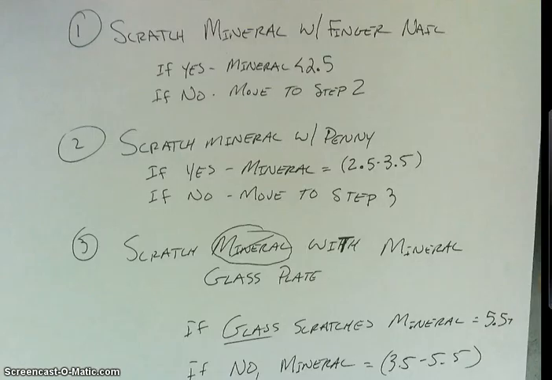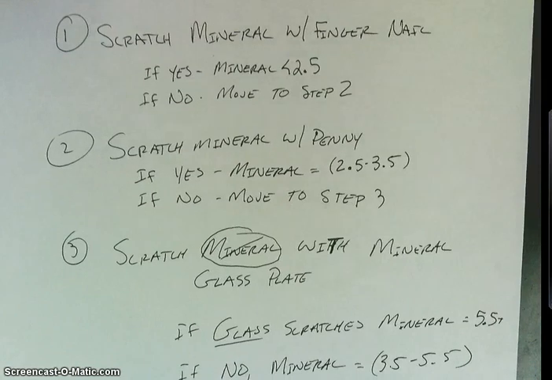Now, here are the rules that we're going to follow to come up with an object's hardness. This is the procedure. It's really 3 steps. First, scratch the mineral with your fingernail. Second, scratch with a penny. And third, scratch with a glass plate, or actually scratch the glass plate with the mineral.